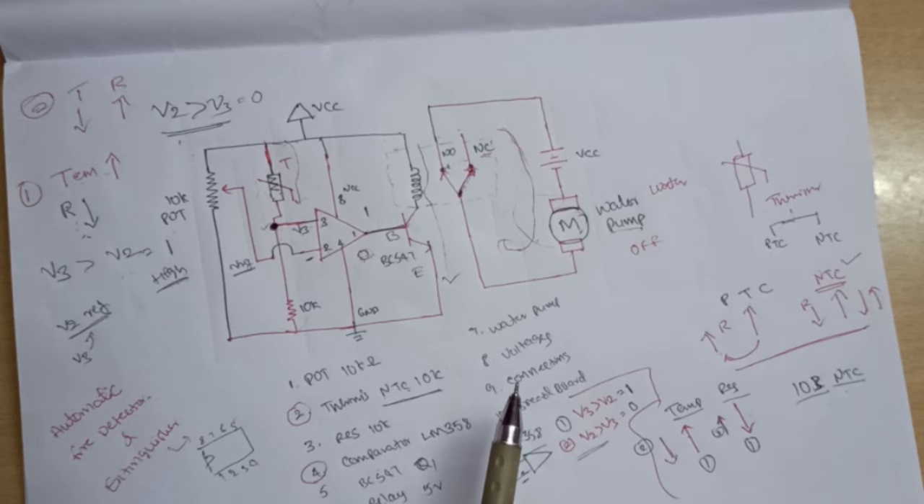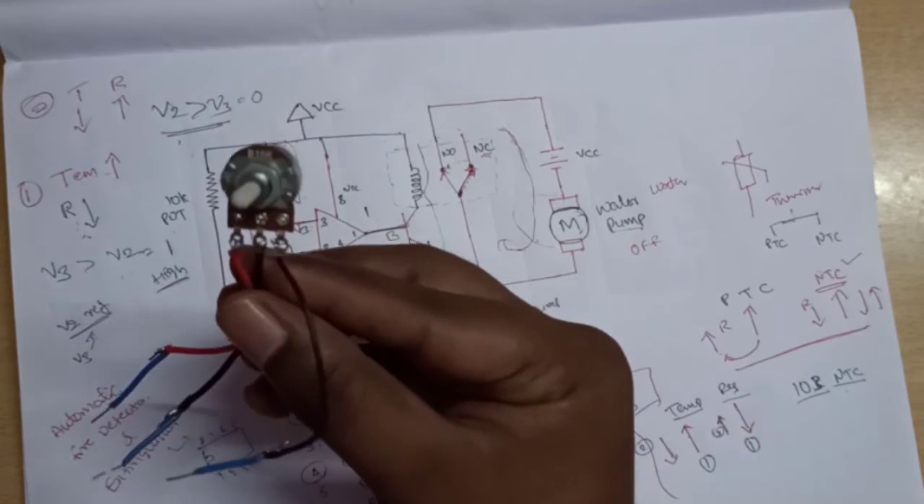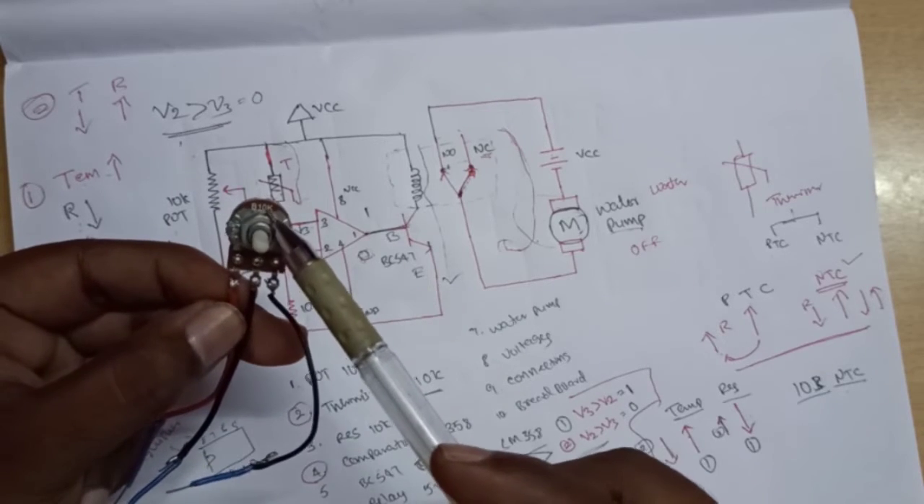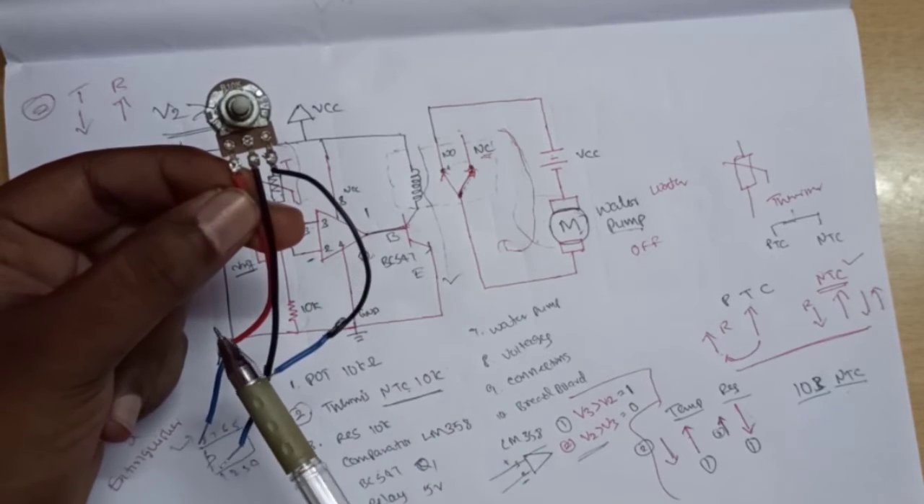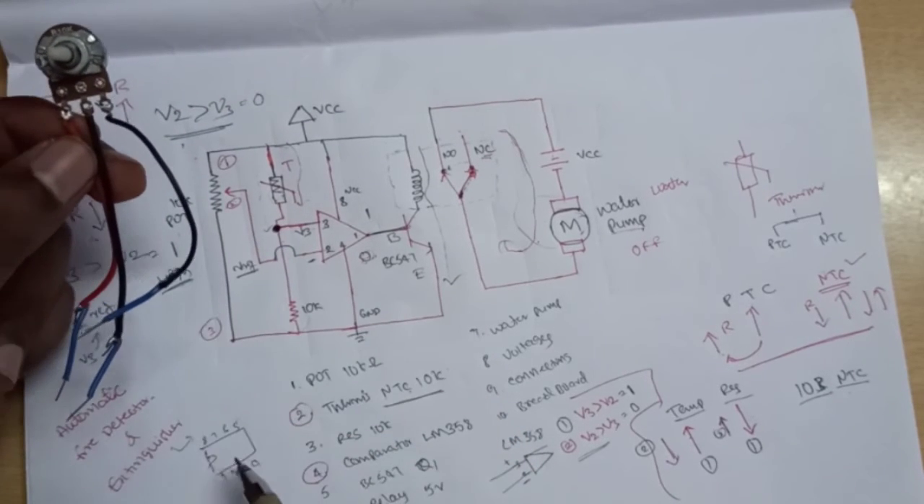Next, we will go for the practical connection of this project. In this we have used all these components, and I will show them one by one. First one is the potentiometer. It is a 10 kilo ohms potentiometer, you can find the value on top of it. It contains 3 terminals: first one, second one and third one.